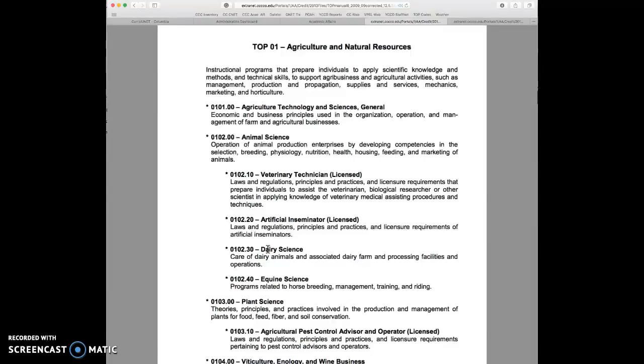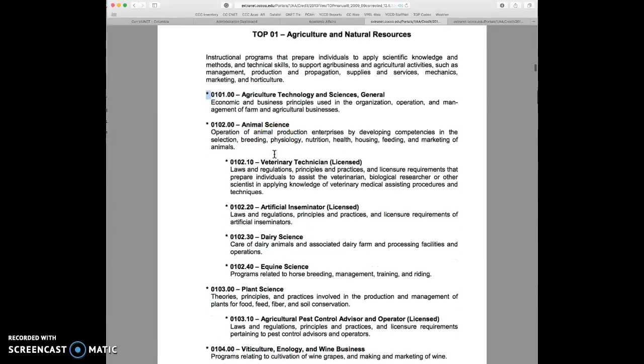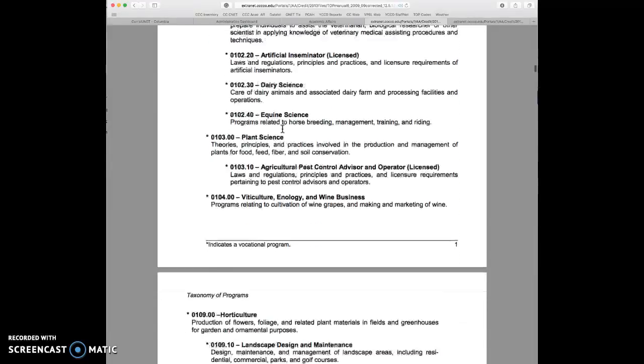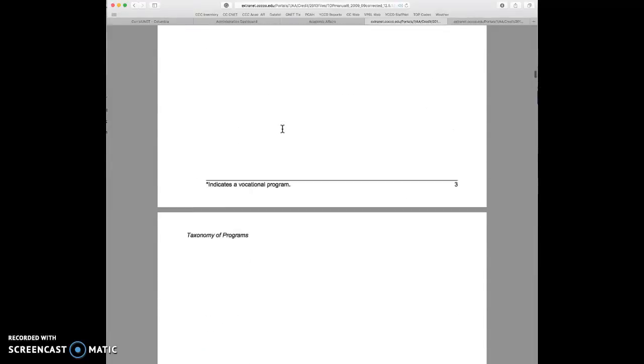And by virtue of it being coded as a vocational program, the college gets some supplemental funding, which is often referred to as VTEA funding or Perkins funding, etc. So it's very important that we code our curriculum accurately. So here in TOP 01, agriculture, they're saying, okay, agriculture, technology, and sciences, that's going to lead to some very specific jobs in agriculture, hence the asterisk.